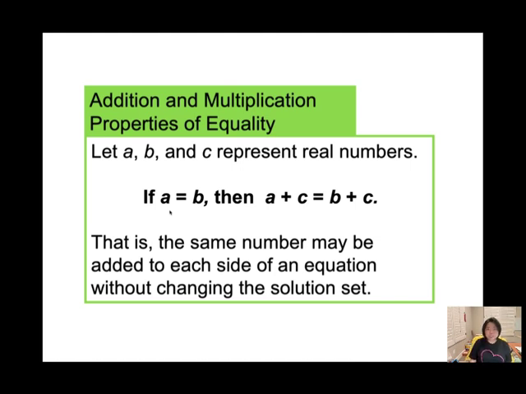Addition and multiplication properties of equality. So we're going to let A, B, and C represent real numbers. If this is the true statement, A equal to B, then we could add C to both sides. They are still equal to each other. You're going to add C on the left hand side and then add C on the right hand side. And this is still equal to each other. And this is called the addition property of equality.